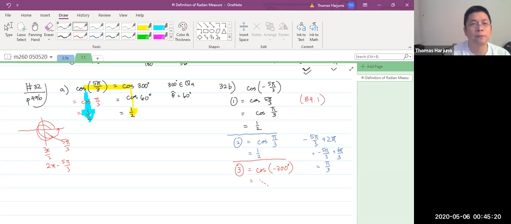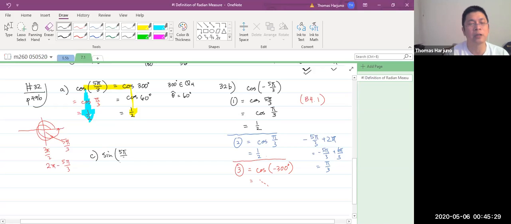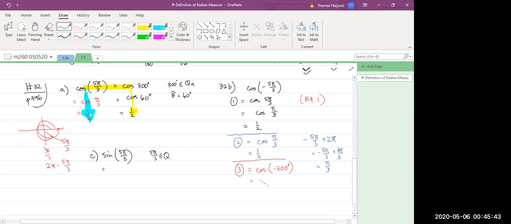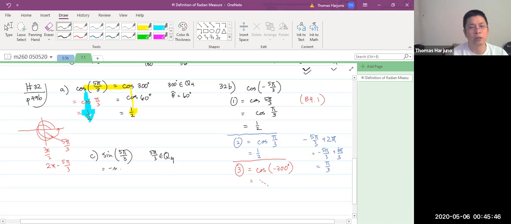Okay, we did the 5 pi over 3. If you take a look at question C, that's actually sine of 5 pi over 3, right? So if you ask me to do this and I want to stick with radians, then I ask myself, 5 pi over 3 is in which quadrant? Fourth. In quadrant 4, sine is negative. What is the reference angle? Pi over 3. So this is negative sine of pi over 3, which is negative radical 3 over 2.